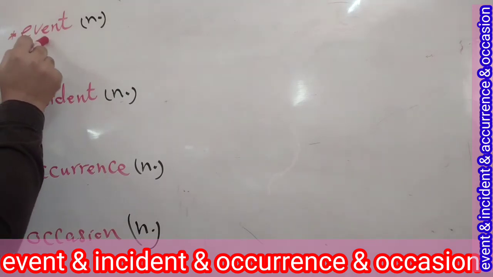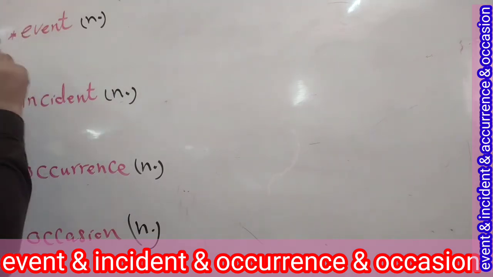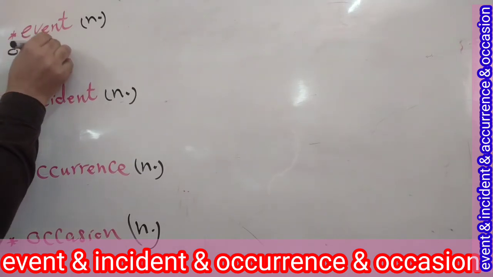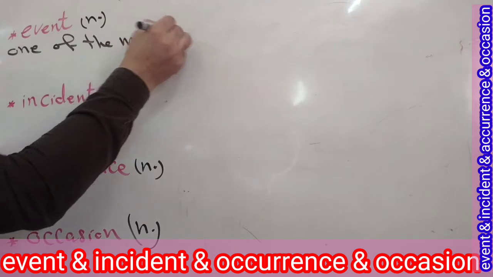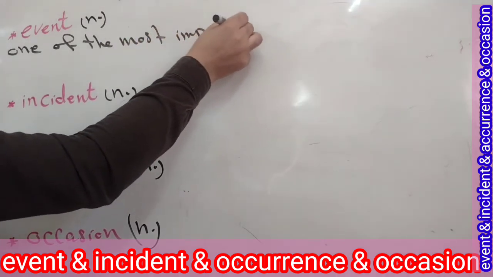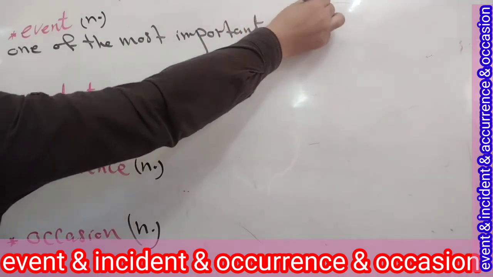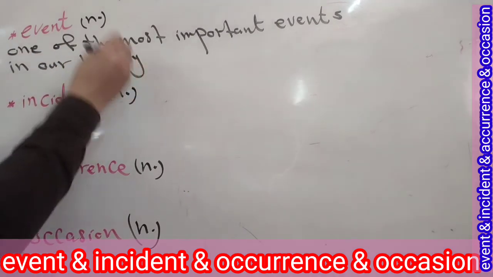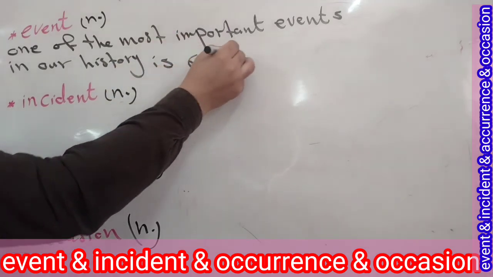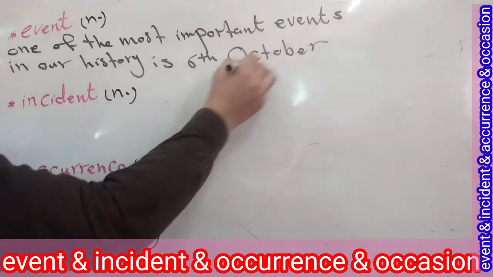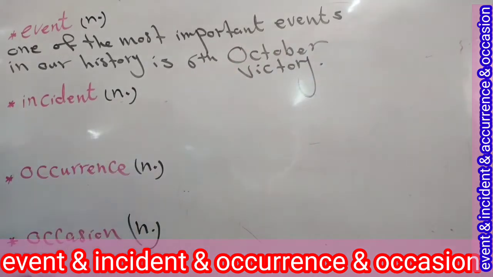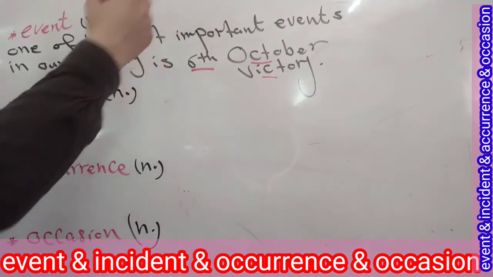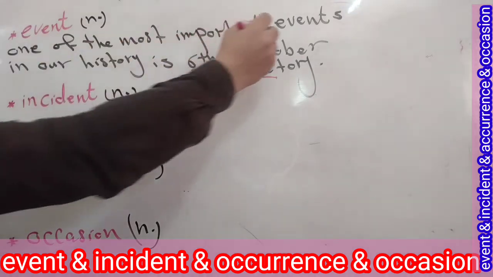The word event means something that happens, especially something important, interesting, or unusual. For example, when we say one of the most important events in our history is 6th October victory. Here we are talking about 6th October victory, which is something important or interesting or unusual. So we use the word event.